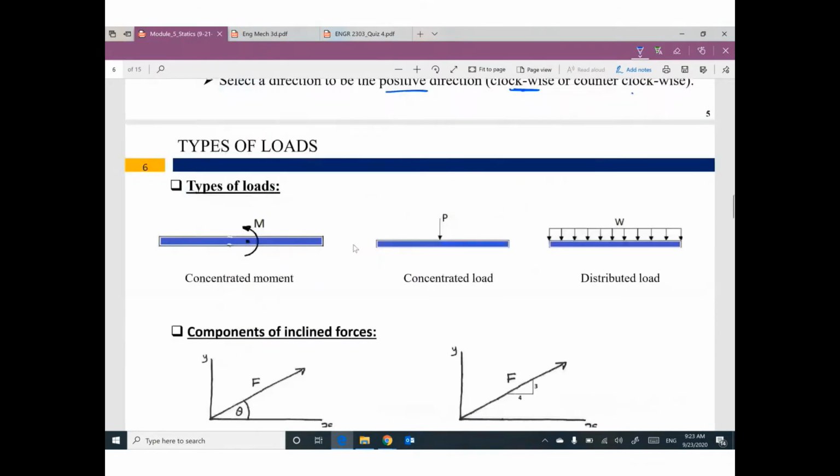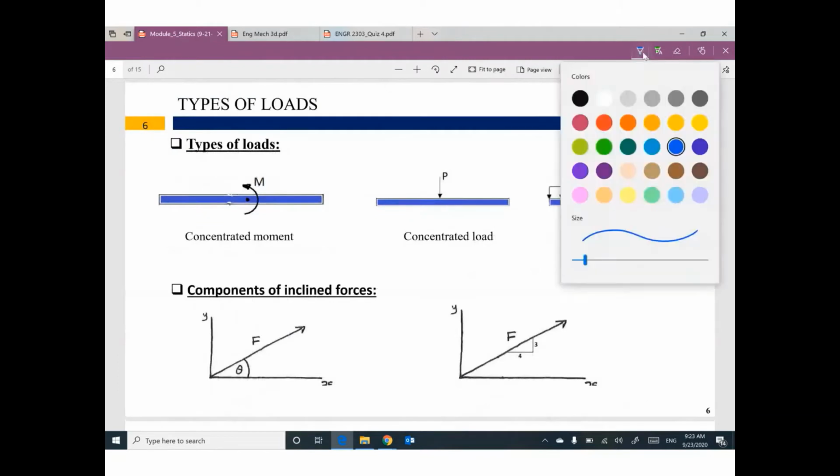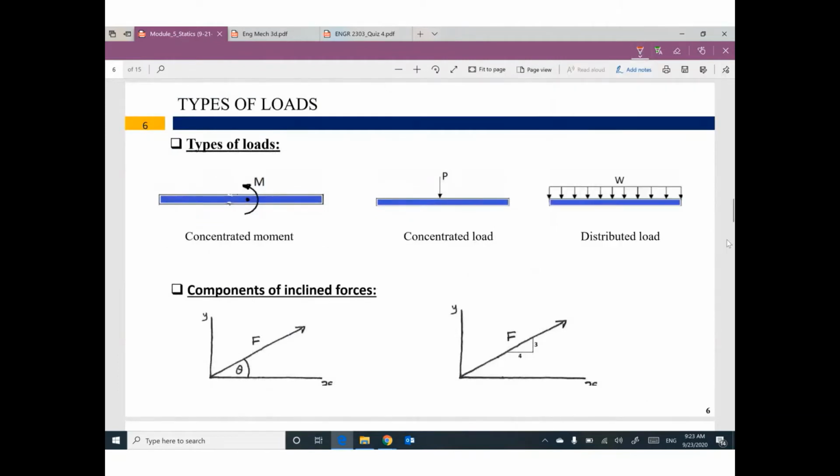We stopped here last time, so I'm going to continue. We have different types of loads. Probably in any structure, beam, frame, or truss, you can find something like this. This shape is called a concentrated moment, and this moment can rotate counterclockwise or clockwise. Sometimes you will find something like this, a concentrated load. This one is a force, but at one point only. So it's called a concentrated force or load.